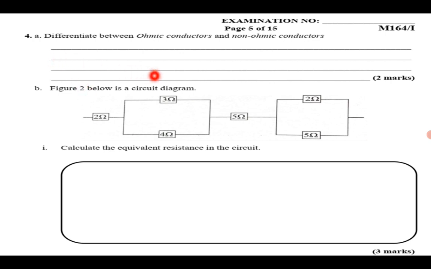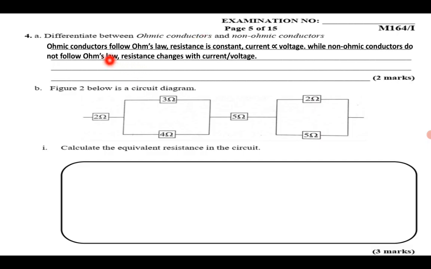Question number 4. Differentiate between ohmic conductors and non-ohmic conductors. This is from electricity. All right. Recall that ohmic conductors are materials which obey Ohm's law, for which resistance is constant and current is directly proportional to voltage. That's what Ohm's law states. So we are saying ohmic conductors are simply those that obey Ohm's law.